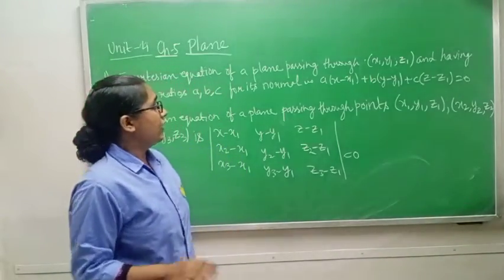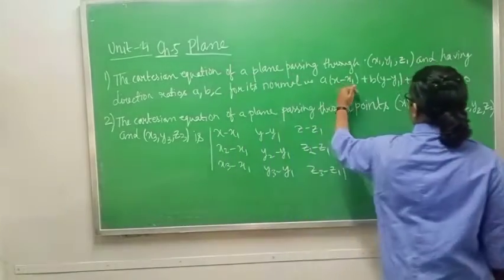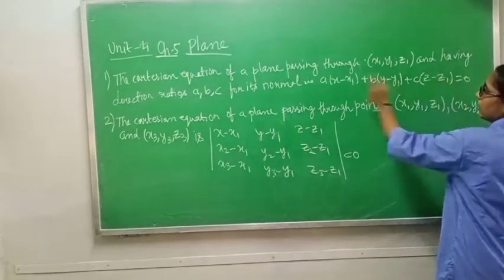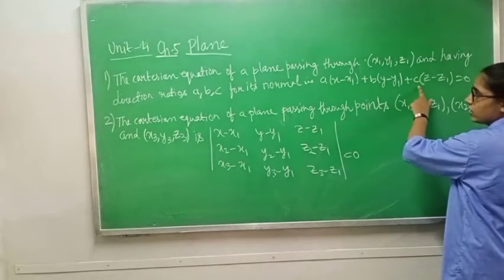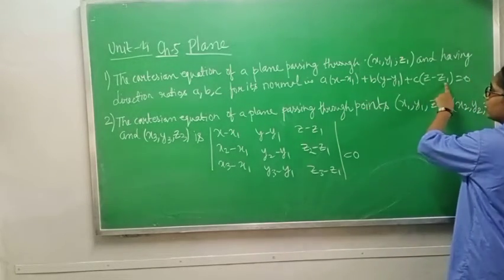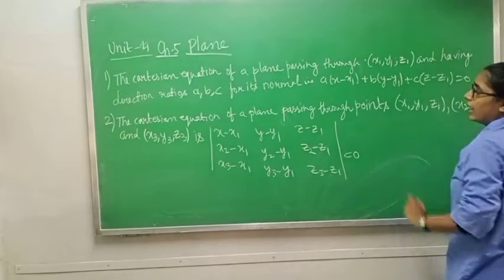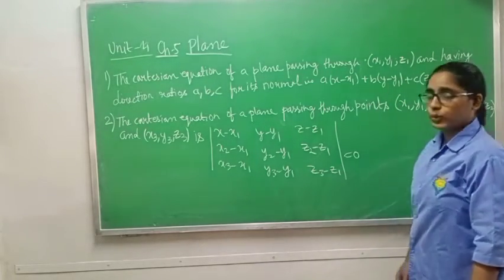Then the equation will be a(x − x1) + b(y − y1) + c(z − z1). a, b, c are the direction ratios and x1, y1 and z1 will be given to you in the question, and you just put those in and get the answer or equation.